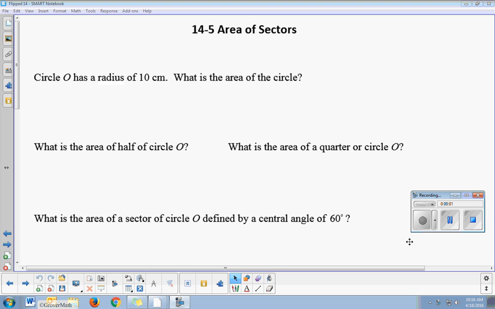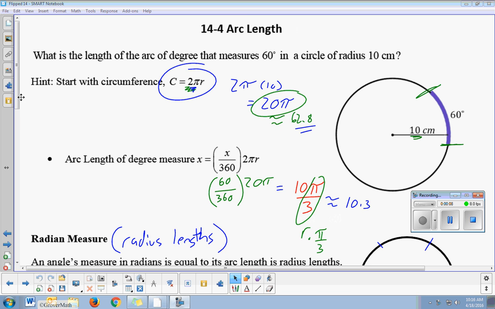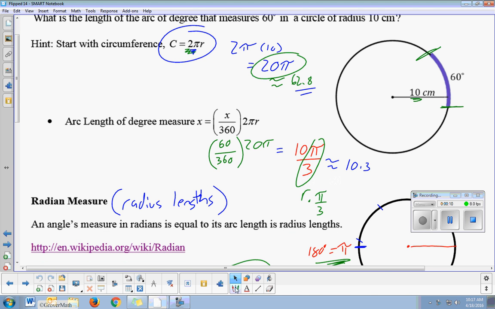Geometry Unit 14, Section 5, the area of sectors. So this is coming after arc length, which was section 14.4, and we had this formula here that's x over 360 times 2 pi r. And you knew that 2 pi r is the formula for the circumference of a circle. And the x over 360 is just basically what fraction of the whole circle we have is going to be what fraction of the circumference, and that's how we do arc length.